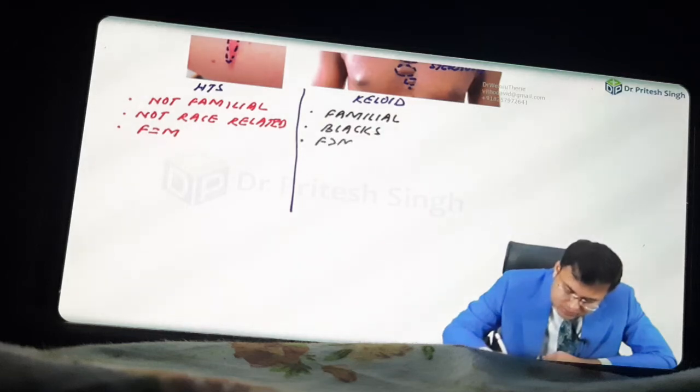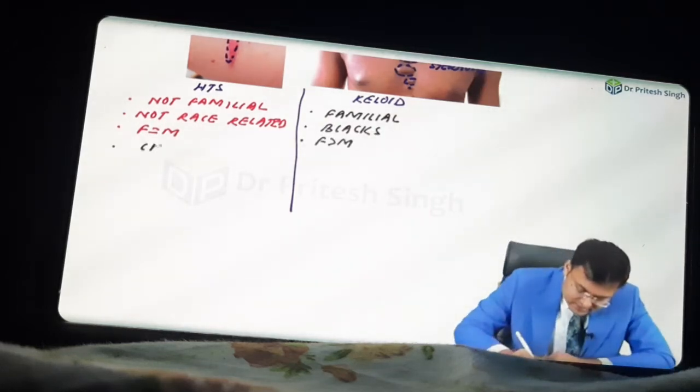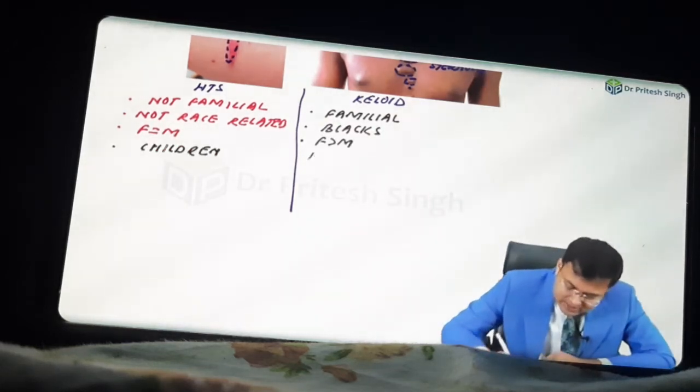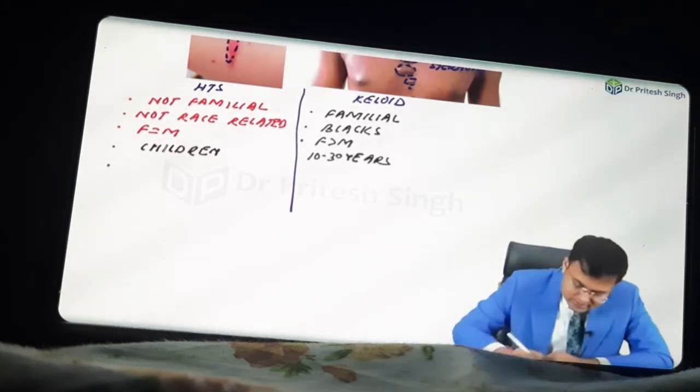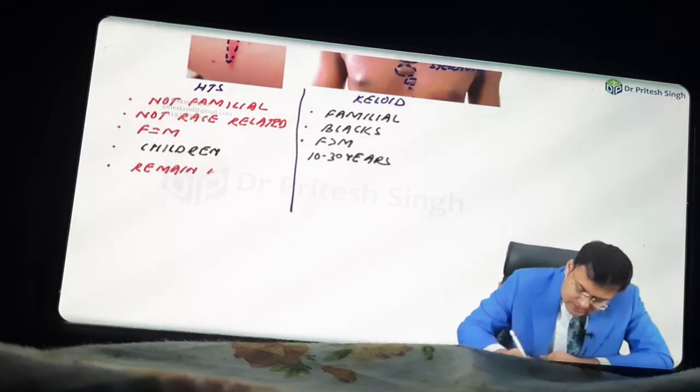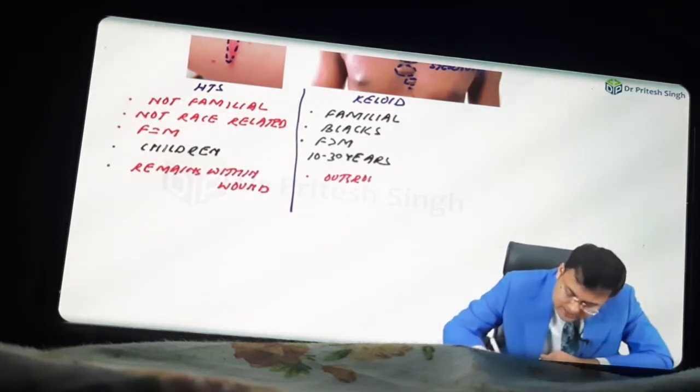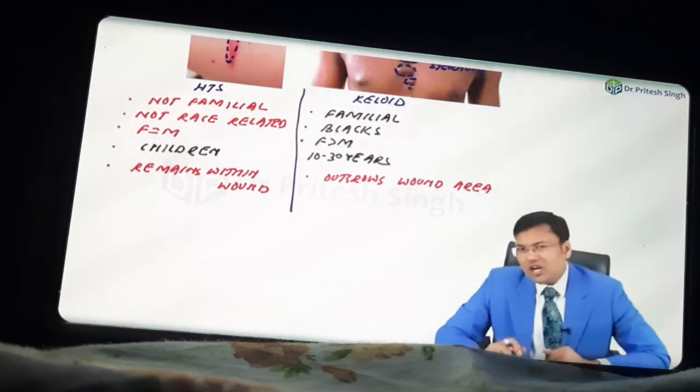Pigmented dresses, and this is more common in females. Generally, this hypertrophic scar is more common in children, whereas this keloid is seen between the age group of 10 to 30 years. I told you it is going to respect the wound confines, so it remains within the wound, whereas this outgrows the wound area. This is most important. Now, what is the etiology related to hypertrophic scar?